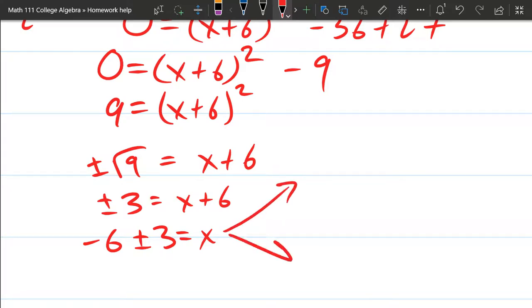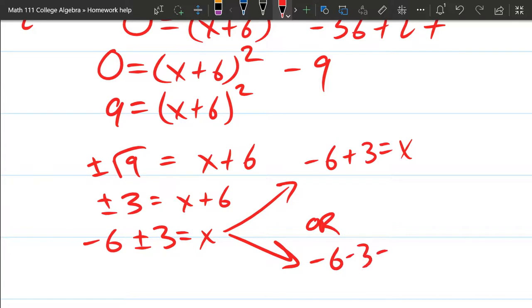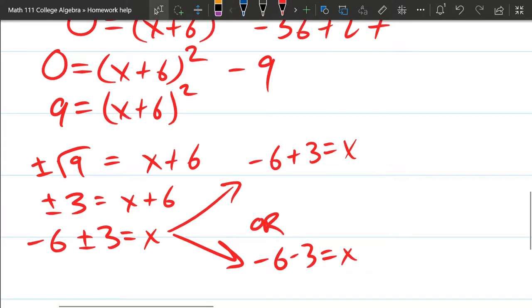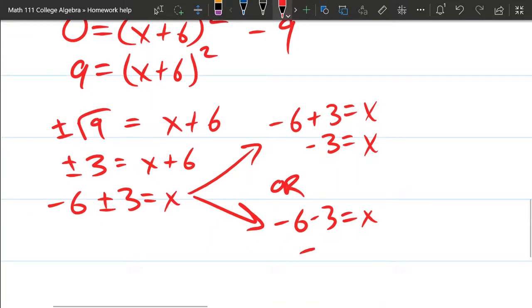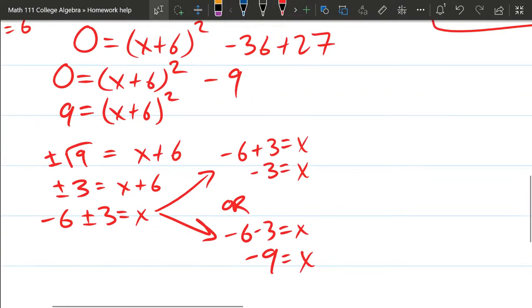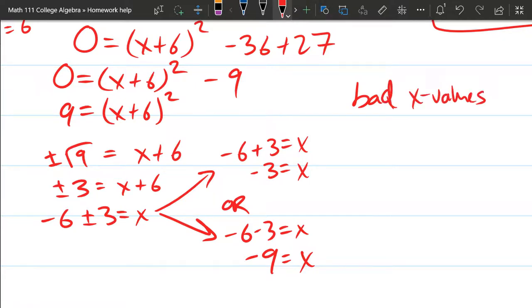So there are two solutions here. Negative 6 plus 3 equals x, or negative 6 minus 3 equals x. All right, negative 6 plus 3 is negative 3. Negative 6 minus 3 is negative 9. All right, these are bad x values. We got negative 3, and negative 9 is to the left of negative 3.